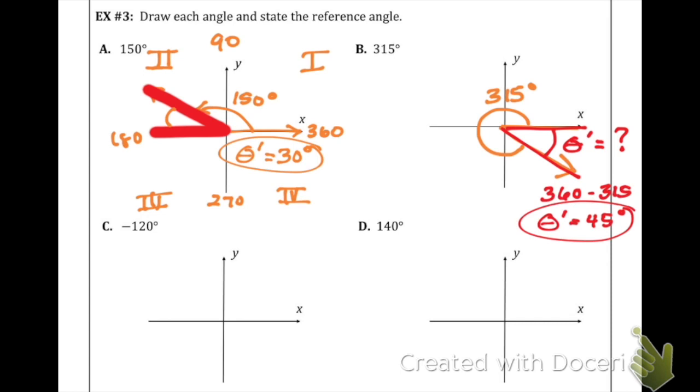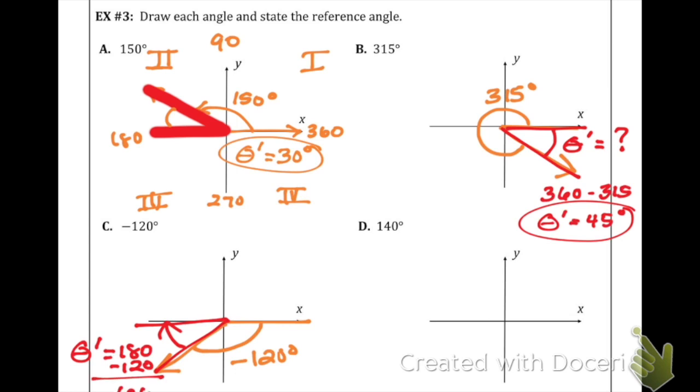Down at C, we're at negative 120. So we're going to go in the down direction, negative 120 degrees. So my reference angle is between the terminal side and the x-axis. So how many degrees is that? The reference angle is going to be 180 minus 120, which leaves me with 60 degrees.